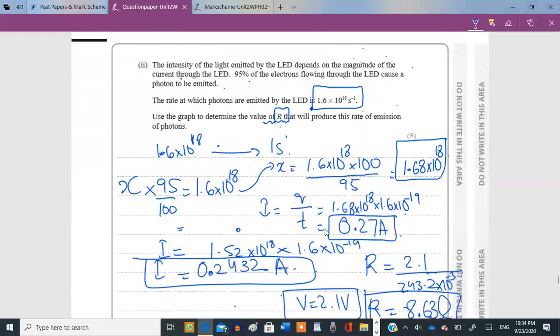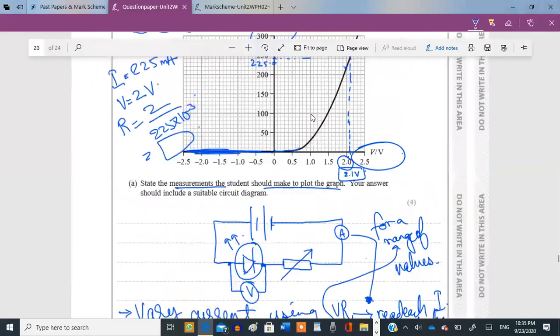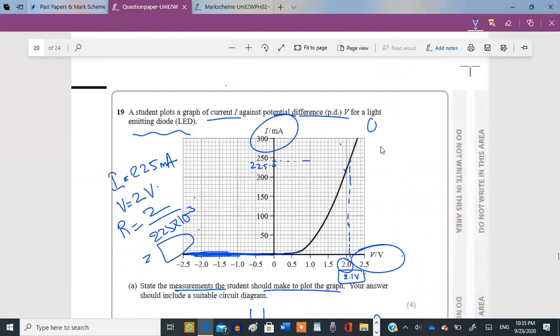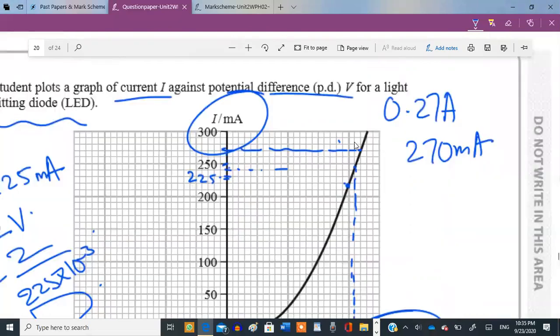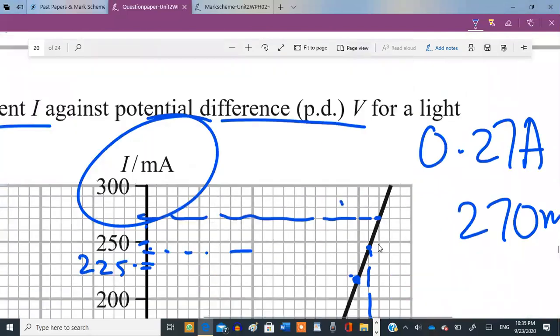Now, once you have the current, it's 0.27 amperes. This 0.27 amperes current can be used to get the voltage from the graph across the diode. 0.27 amperes actually means 270 milliamperes. On this graph, this is 250, 260, 270. It's gonna go all the way on the graph. Read it off. This 270 is 2 boxes ahead. It's 2.2 volts, right? On the x-axis it is 2.2 volts.